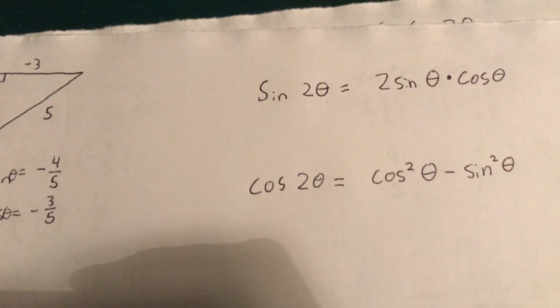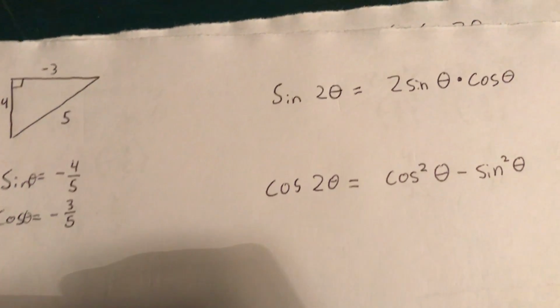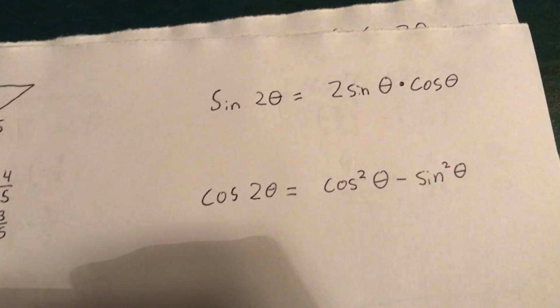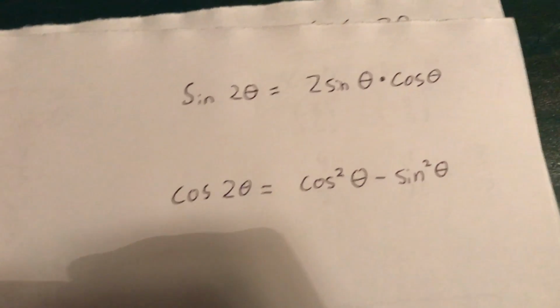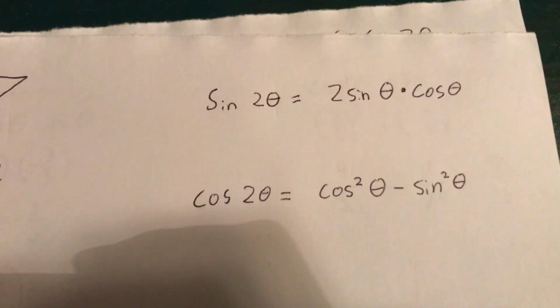Alright, and next, using the formulas found in the foldable, you can figure out sine of 2 theta and cosine of 2 theta.